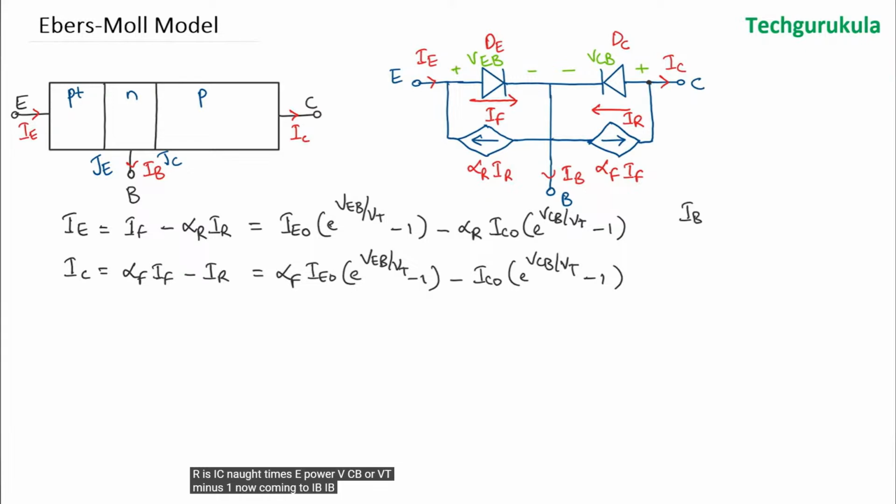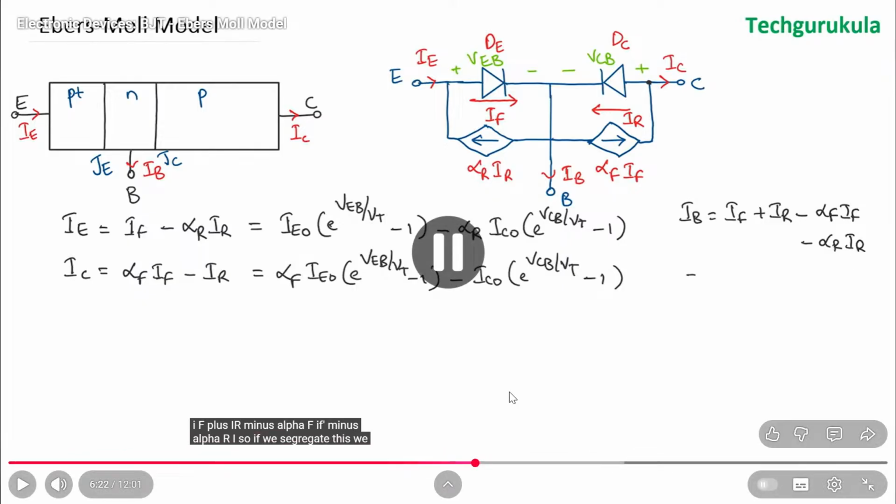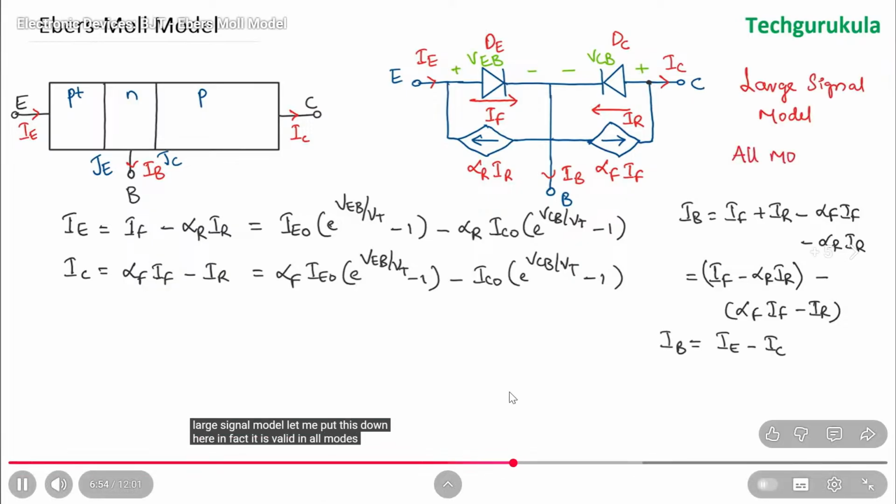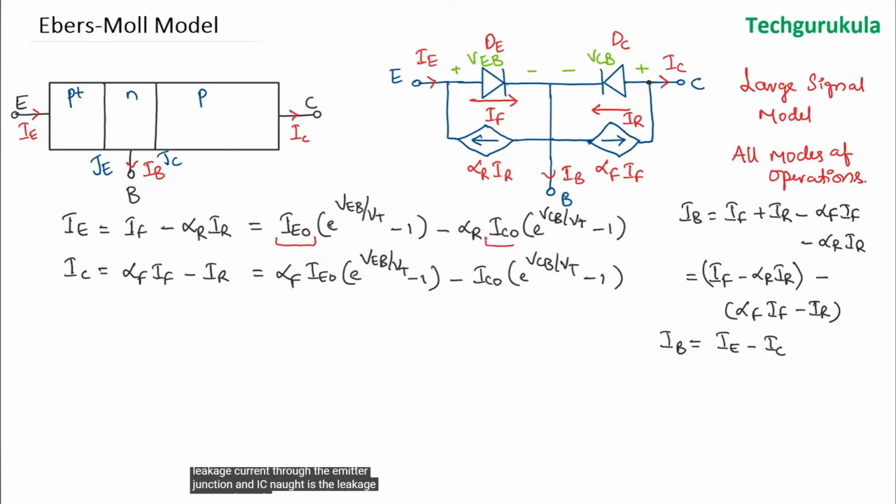Now coming to IB, it is equal to IF plus IR minus alpha F IF minus alpha R IR. So if we segregate this, we get IF minus alpha R IR minus alpha F IF minus IR, which is equal to IE minus IC, in all modes of operation. Now IE naught here is the leakage current through the emitter junction, and IC naught is the leakage current through the collector junction.